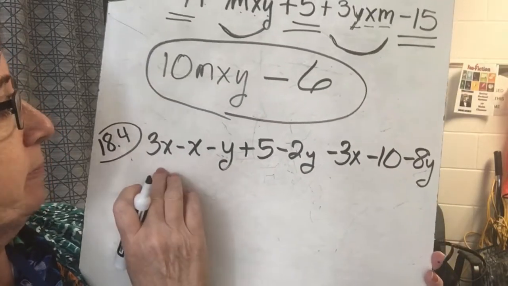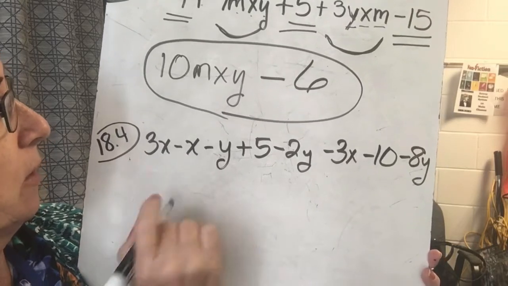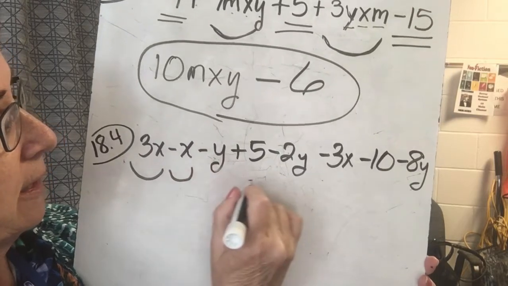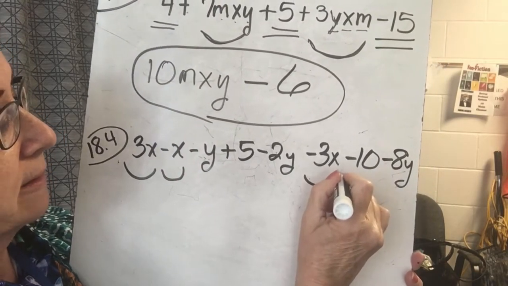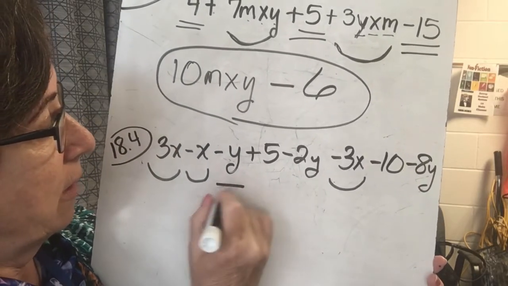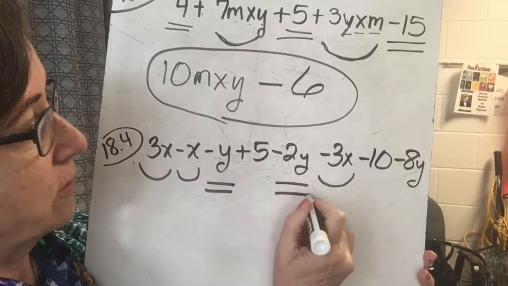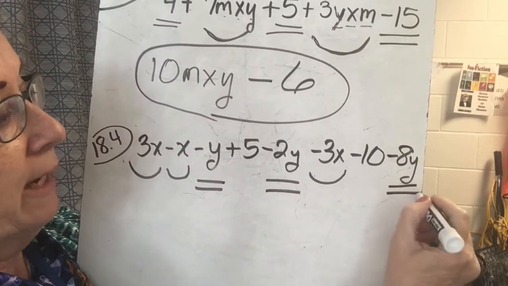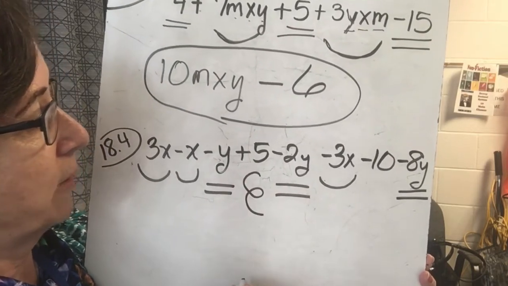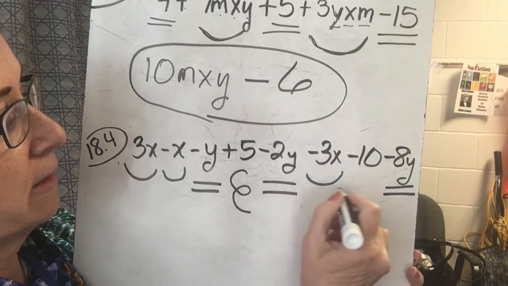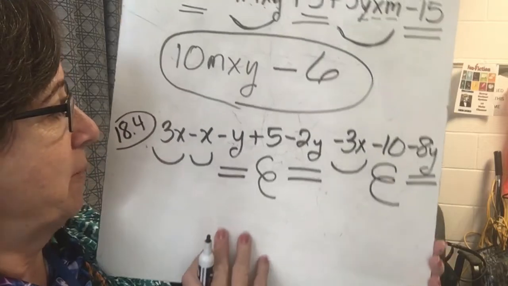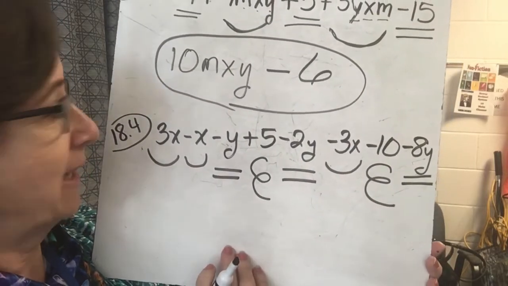So now, example 18.4, we have a 3x and a negative x and a negative 3x. Those are all my x terms. So now I have y terms. A y term, a y term, and a y term. Now I have constants. So let's make a little squiggle for those. There's a constant. There's a constant. So now let's take all the symbols and put them together. Let's put all the smiley faces together.